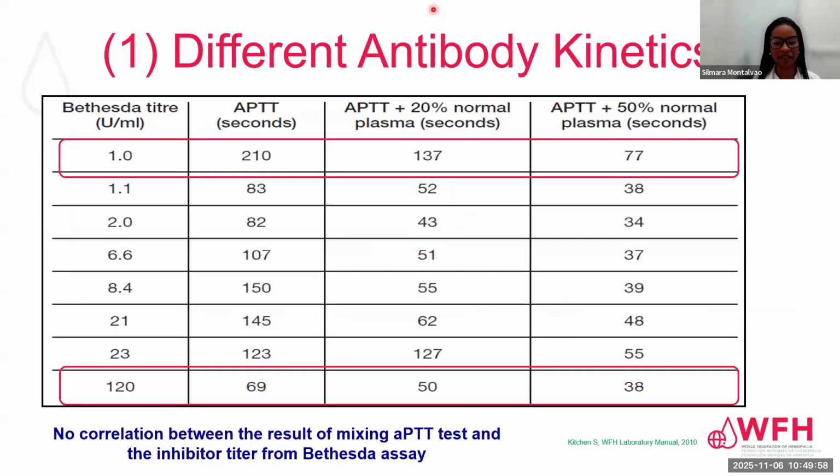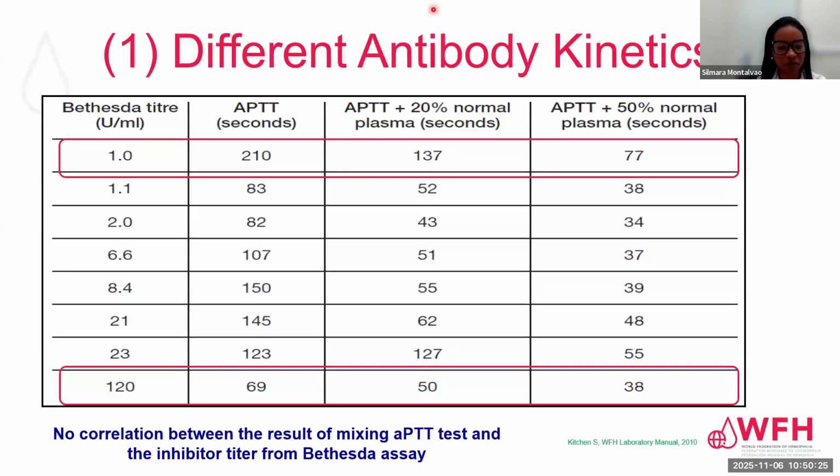Here we have a good example of that. In the first line, we have one Bethesda titer, a low responder maybe. With this titer of the antibodies, we have a marked abnormality in the APTT and the APTT mixing test, as you can see regarding the seconds.